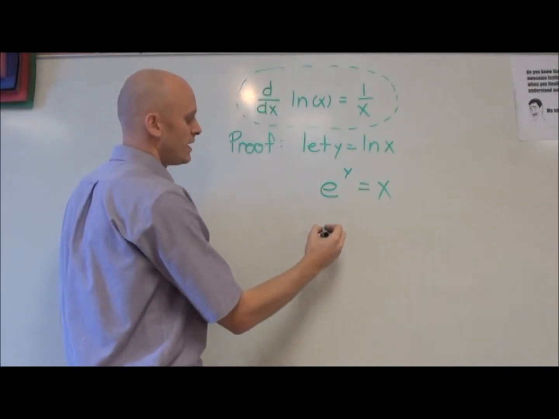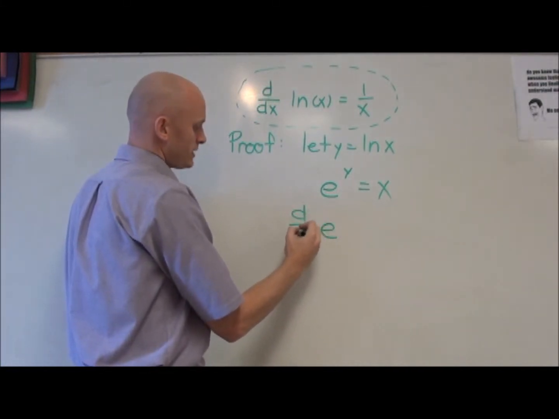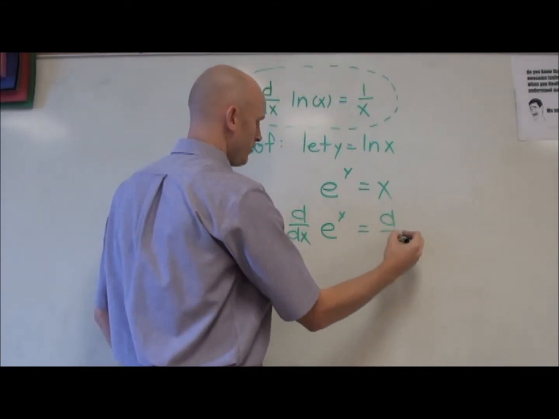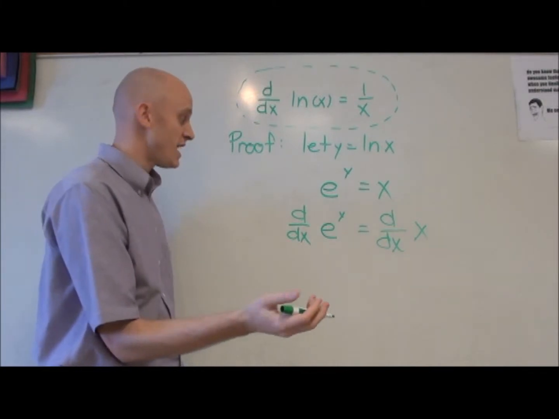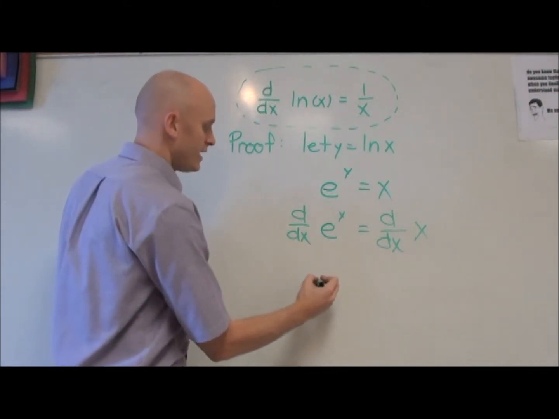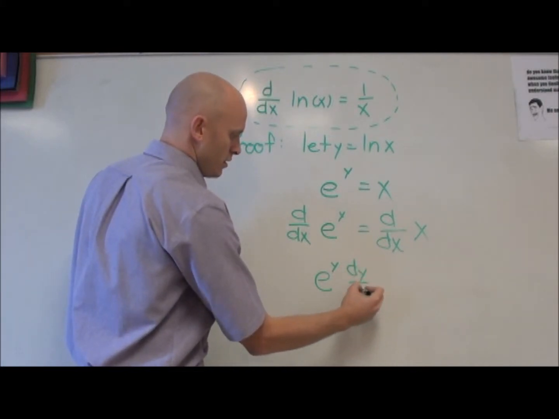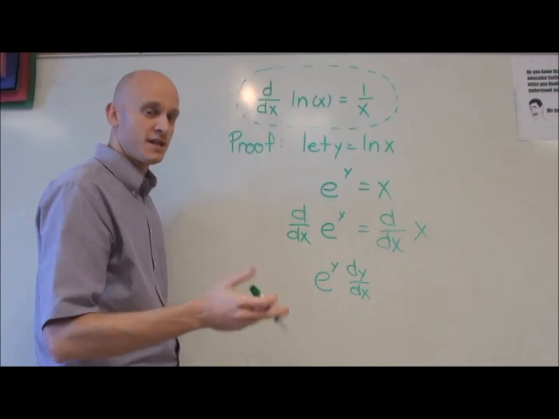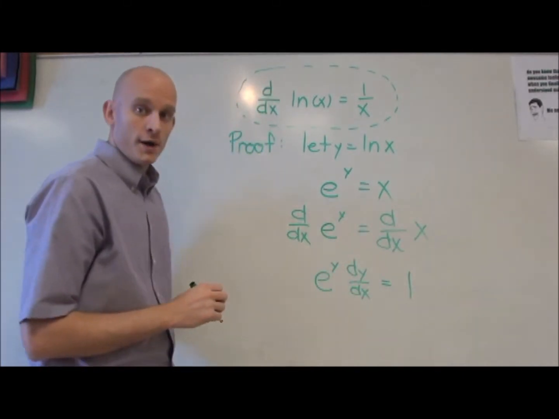Now, differentiating this, you would have to differentiate implicitly with respect to x. So this would be the derivative with respect to x of e to the y is equal to the derivative with respect to x of x. So just differentiating each side and simplifying, this is e to the y multiplied by the derivative of y. That's your implicit differentiation. And the derivative of x is 1.